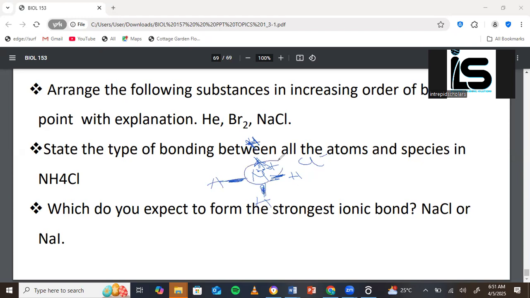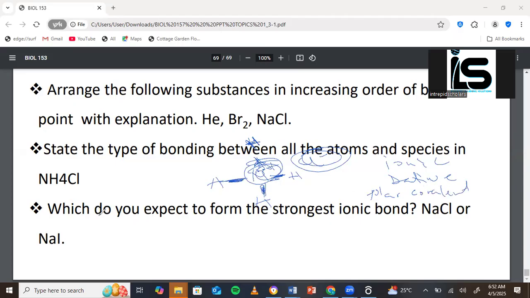And then between the N plus here and the Cl minus here is an ionic bond. So this compound has an ionic bond, that's between the N plus and the Cl minus. It has a dative covalent bond, that's between one of the hydrogens and the lone pair on the nitrogen, right? And then it also has normal polar covalent bonds.